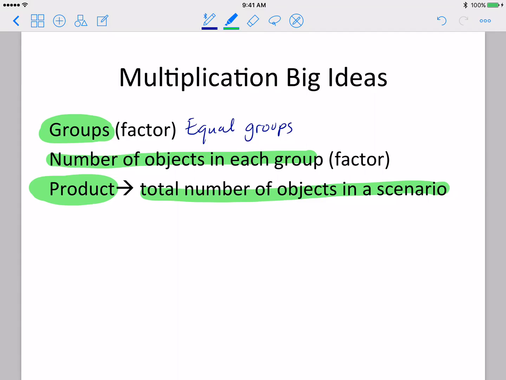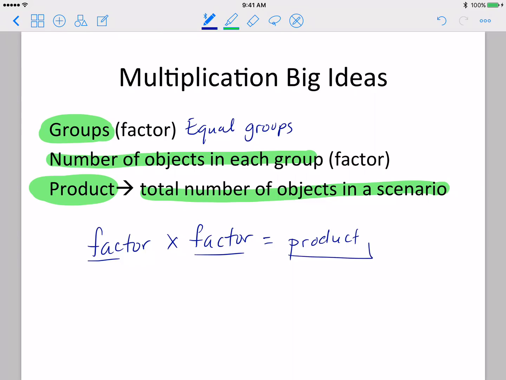Our language: we have a factor times a factor is equal to the product. Okay, the numbers that you multiply together are the factors, and our product is the answer. So keep those in mind as we're working through this.